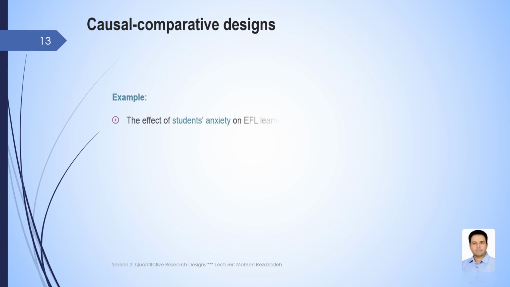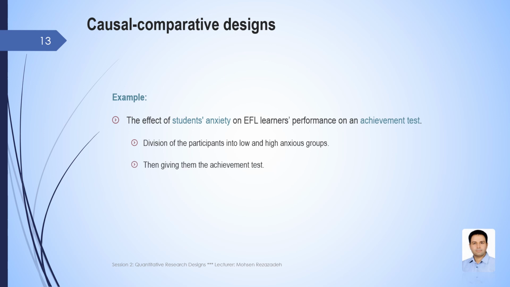Here is an example for a causal comparative design. Suppose that we want to investigate the effect of a student's anxiety on their performance on an achievement test. First thing to do is the division of the participants into two groups, high and low anxious groups. We can do it by administering an anxiety scale and then dividing students to high and low anxiety groups. And then we give the achievement test to both groups. An achievement test can be something like an English proficiency test.